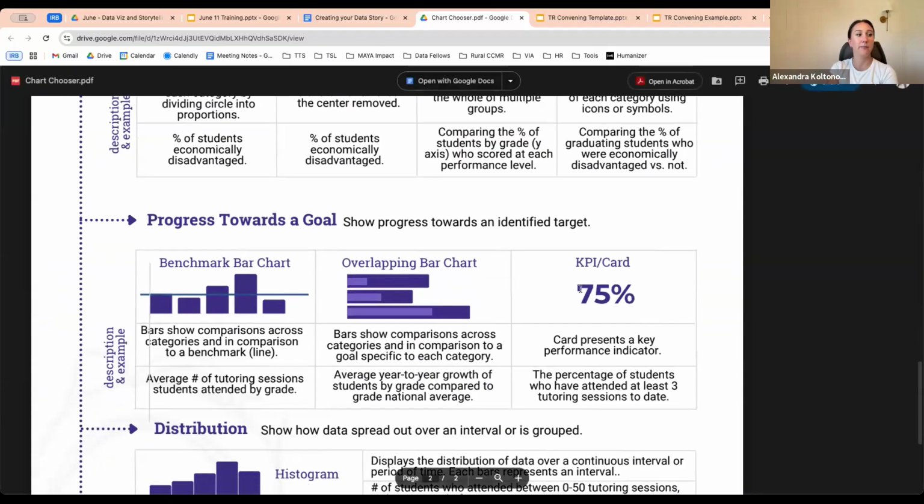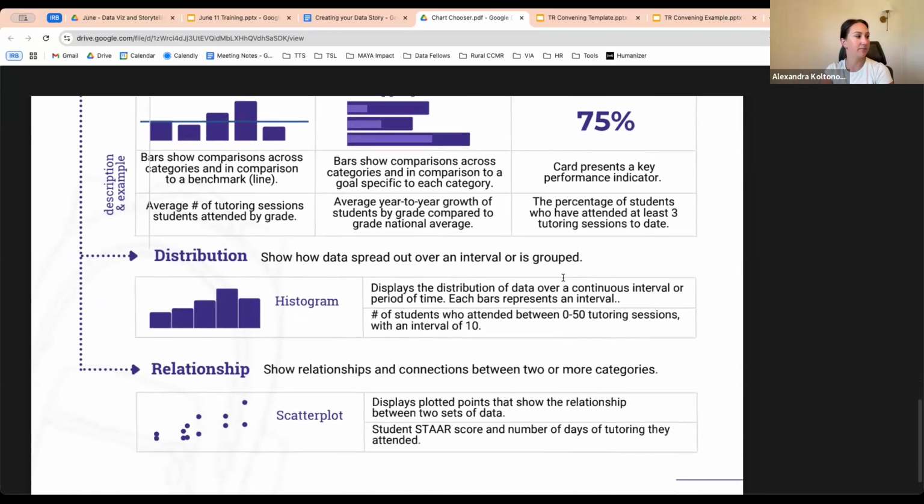So that's where I was talking about a KPI card or something that just shows a high level percentage of this many teachers reported that they were satisfied with their position, or this many teachers reported that they were going to leave the profession within 2 years. Any kind of high level number that you want to emphasize.